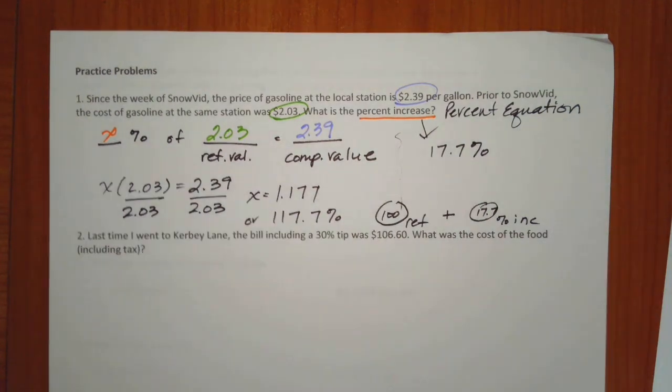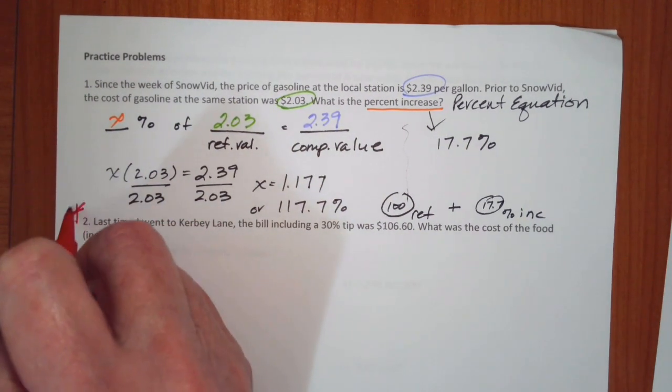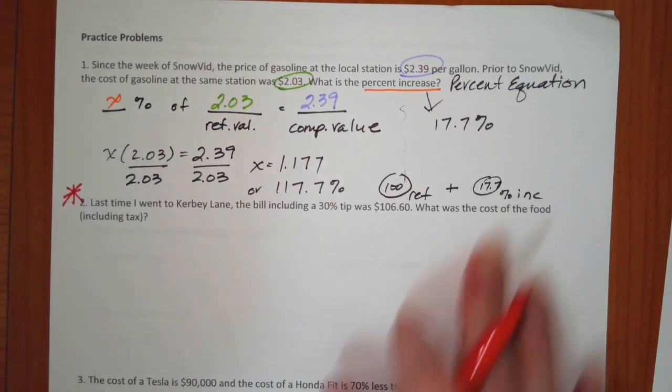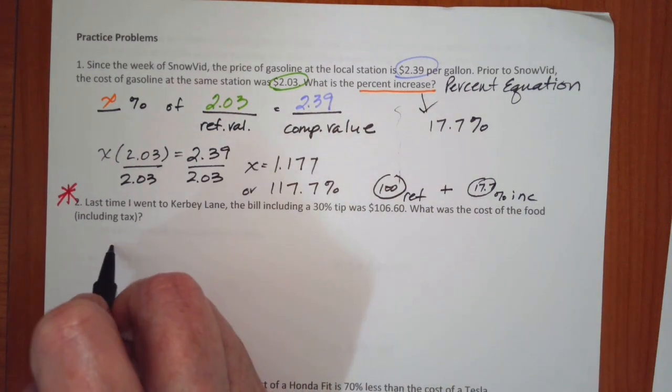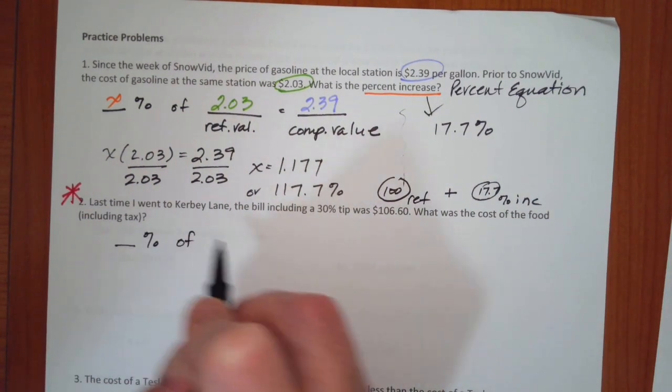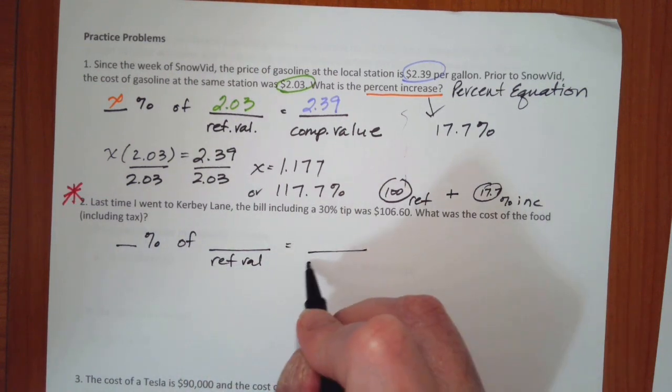Okay. All right. Now I want you to put a star by this one because this is one that we miss a lot. And if you try to take any shortcuts, this is going to be a problem. Last time I went to Kirby Lane, the bill including the 30% tip was $106.60. What was the cost of the food including tax? Okay. All right. I'm going to go back to my percent equation. So I have some percent of a reference value is equal to a compared value.